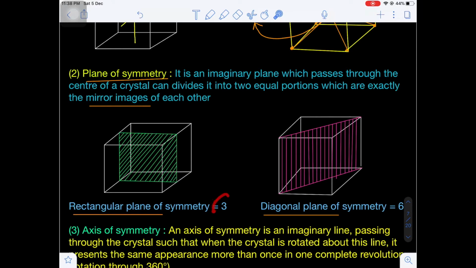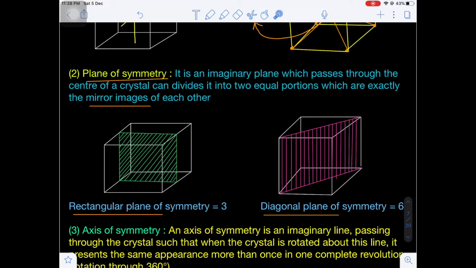So in total how many rectangular planes of symmetry? Three. And next one is the diagonal plane of symmetry. Just now I told you, this is a corner and this is a corner on the same plane, and this is the opposite. If you draw through these four corners with the help of a plane, it is a body diagonal plane which can bisect the crystal into two equal halves. Are you getting my point?